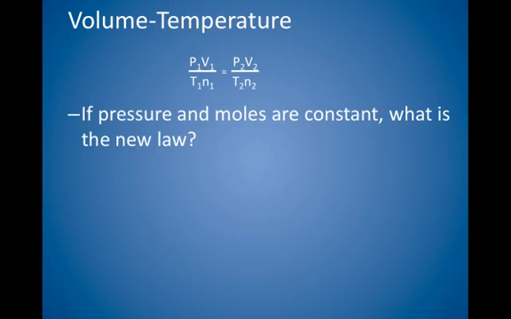Now, if pressure and moles are constant, if you look at it, you would get rid of the pressures, and if the moles are constant, you could cancel out the moles. So what you'd be left with is volume over temperature. So V1 over T1 equals V2 over T2. This does present a couple of issues.